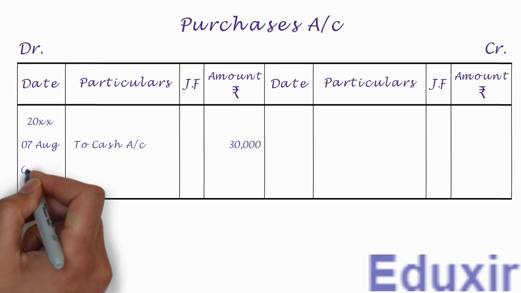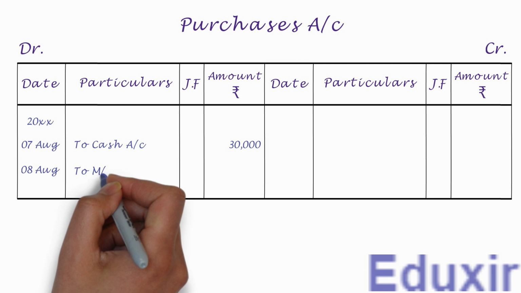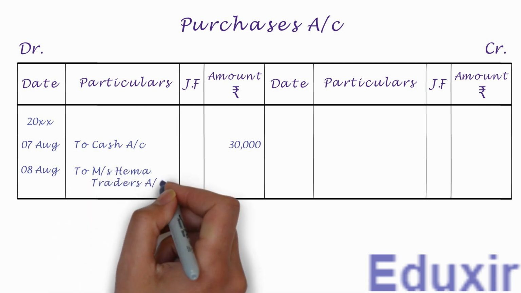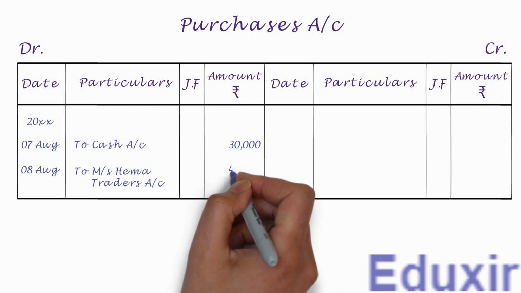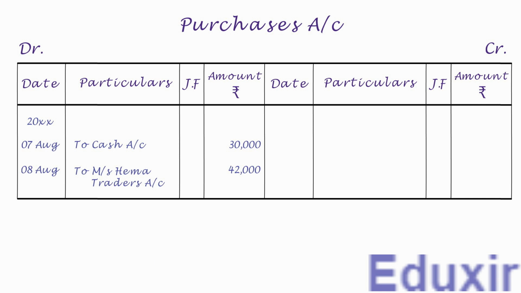Let us first write the date in the date column. We need to write to Messrs. Hema Traders account into the particulars column. Let us write the debit amount of 42,000 rupees into the amount column. With that, we have completed the posting of this journal entry into the purchases account. Let us now take up the next entry.